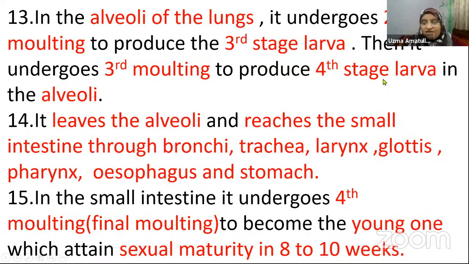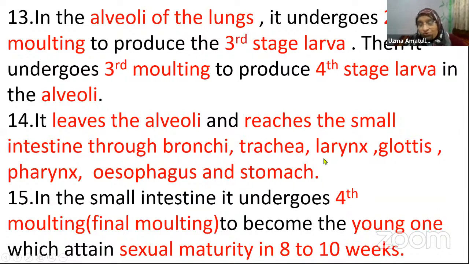Now which larva is produced? Fourth stage in the alveoli. Now it leaves the alveoli, the fourth stage larva. How? Not directly, not from the lungs into the intestine. It will travel up through the bronchi, the branches of the trachea, which are called bronchi. Then from the bronchi, it will reach the trachea, from the trachea to the larynx, and then from the larynx to the glottis.